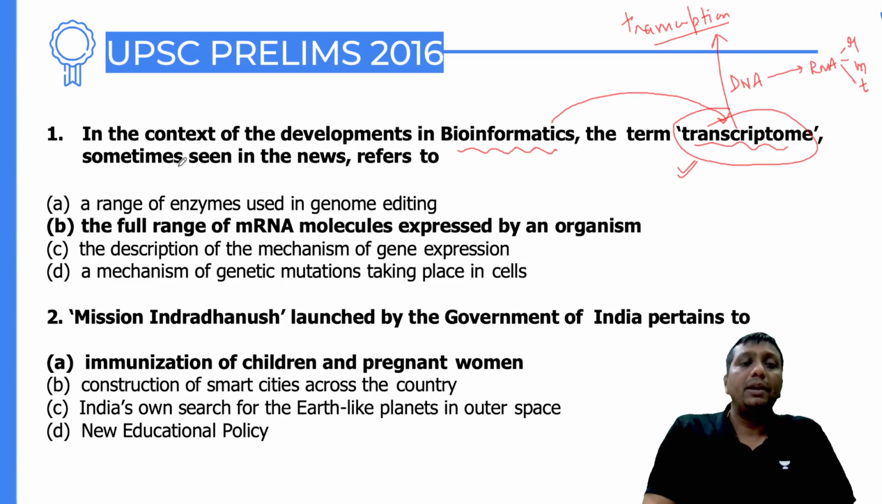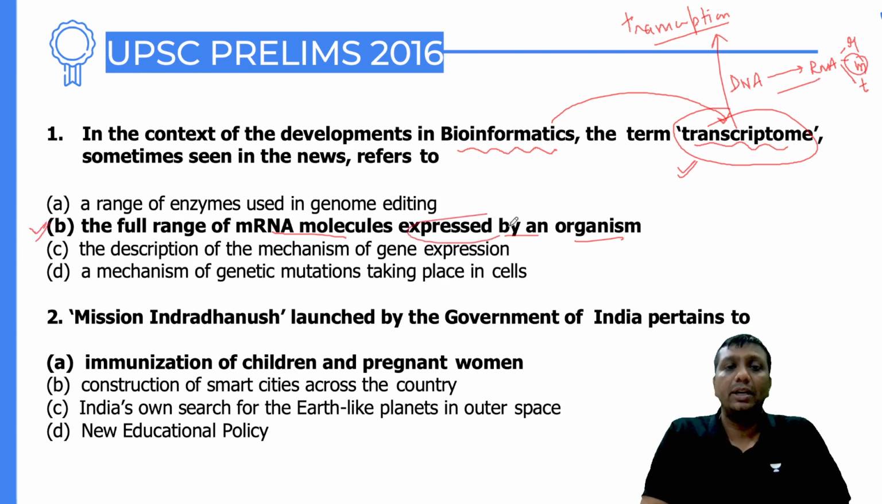So the question is coming here: a range of enzymes used in genome editing, or the full range of messenger RNA molecules expressed by any organism. So messenger RNA is here. So definitely the full range of messenger RNA molecules expressed by an organism, the whole entire information, is available in bioinformatics. You know what bioinformatics is?